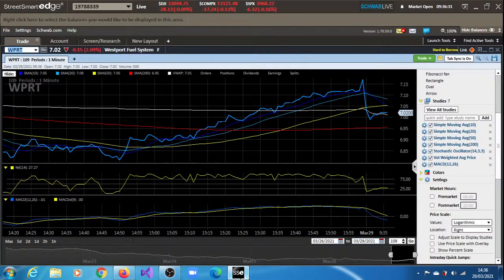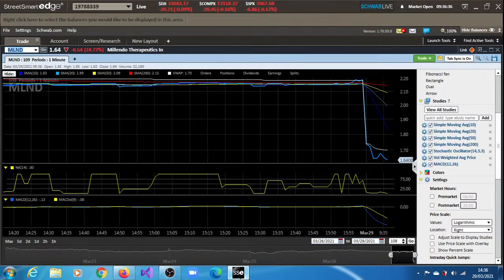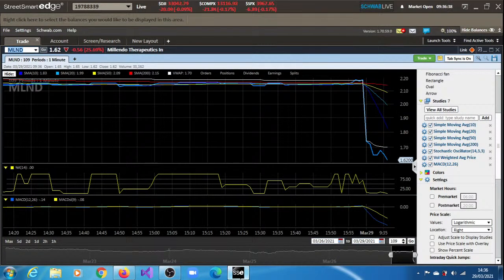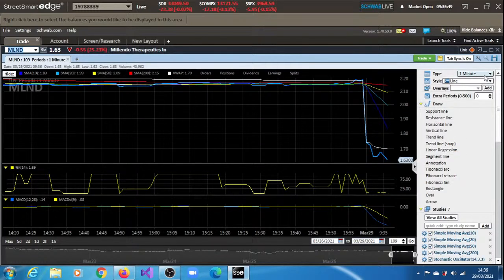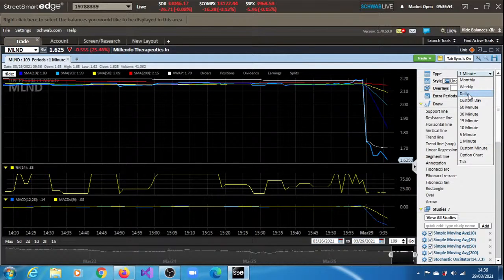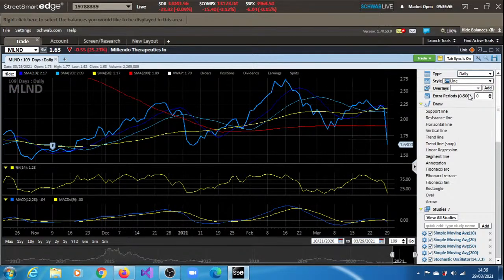So let's look at MLND. Millennium Therapeutics down 25.69%. Let's look at where it is. It's going into a merger with another company, but it seems evidently market participants are not happy about that. Okay, so we can see where it's currently trading at right now, below all of its trend lines. Buy the dip opportunity. Buy the dip.